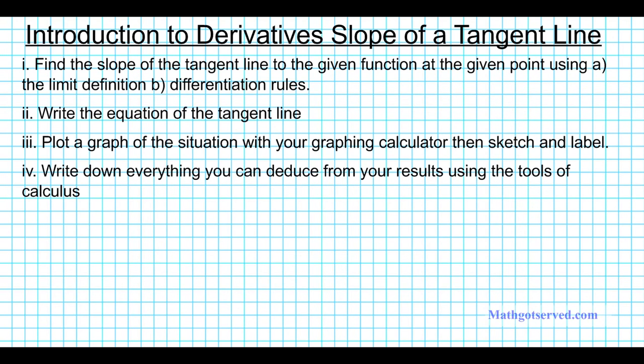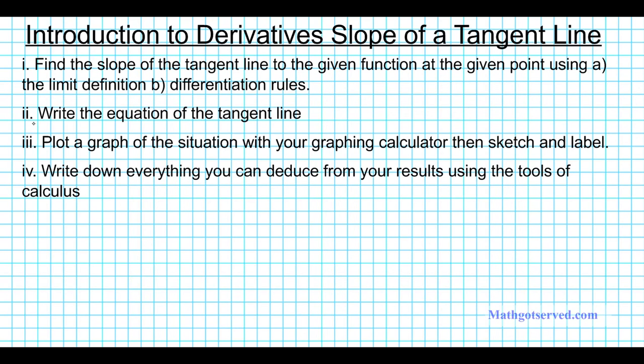All right, so the instructions for the problem we're working on today are as follows. We are to first of all find the slope of the tangent line of the given function at a given point using two methods. The first method is the limit definition of a derivative, and the second method is by using differentiation rules.